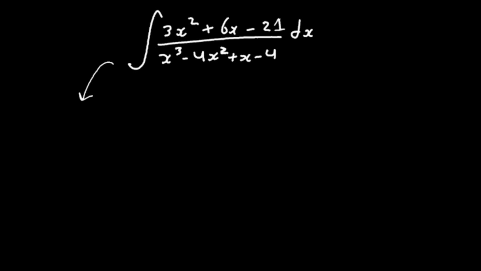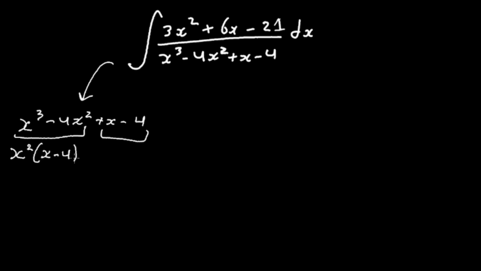Next, after we check that, we want to factor the denominator: x cubed minus 4x squared plus x minus 4. It might be a bit confusing how you factor this. If you have a cubic and you don't know what to do next, generally for cubics you want it in standard form, from highest to lowest power, and then factor the first two terms by themselves. So we take out an x squared to get x squared times x minus 4.